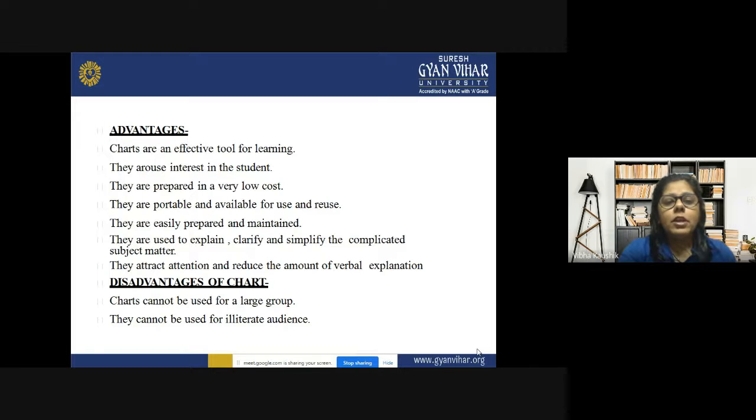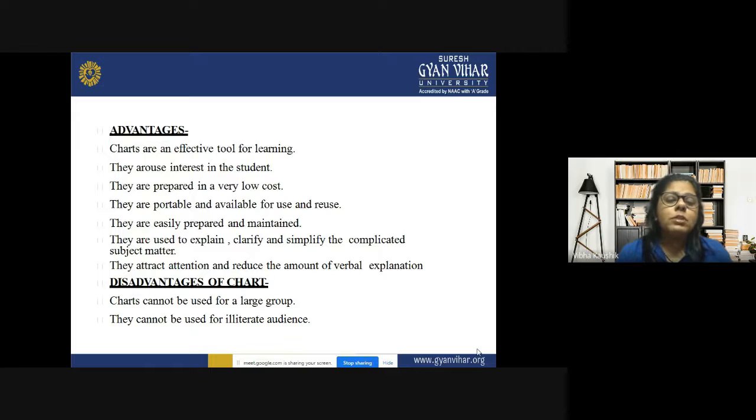Advantages: charts are an effective tool for learning, which makes the learning effective. They arouse interest in the students in the teaching-learning process. They are prepared at very low cost, meaning the teacher does not have to spend too much if using charts as a teaching aid. They are portable, meaning they can be easily taken from one place to another and are available for use and reuse. They are easily prepared and maintained.